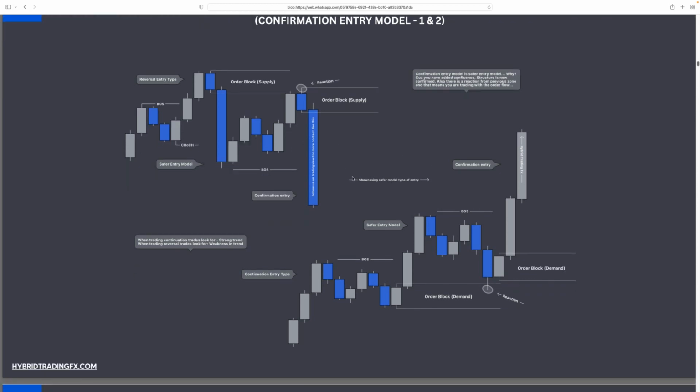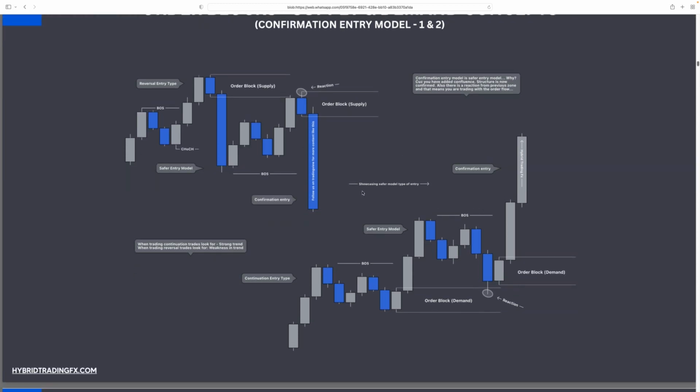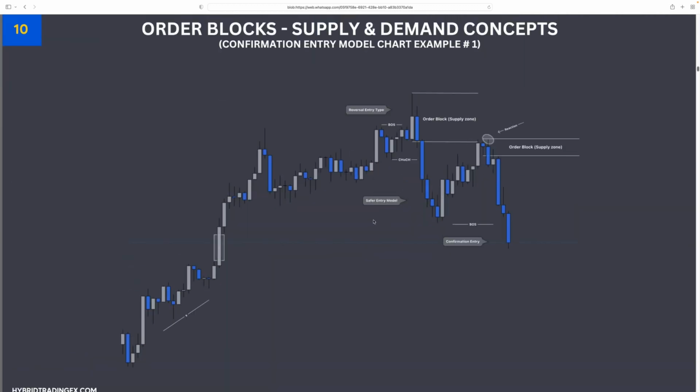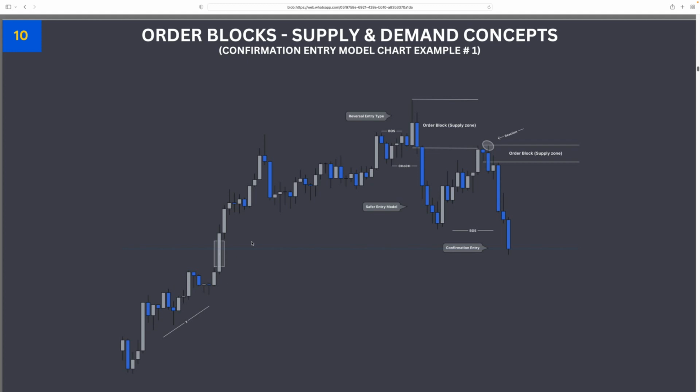So again, I'm telling you to go ahead and test things out. Okay, go ahead and backtest this, go ahead and look at it on your charts, and you're gonna see that these two type of entries are actually pretty good. So this is again chart example, guys. So you're gonna see that we have this ascending price action to the upside.